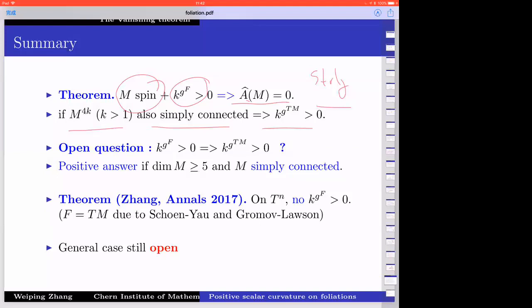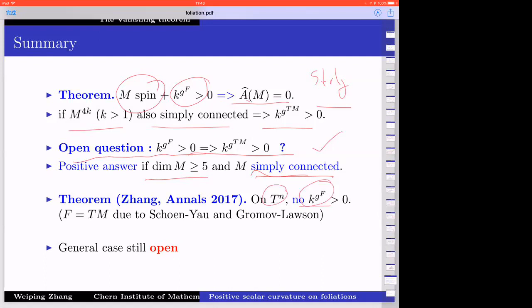So this answers the open question for simply connected manifolds of dimension larger than or equal to 5, because our result also applies to other dimensions that I did not go into in detail. For the non-spin case, it is a famous result of Gromov and Lawson. So for the simply connected case, this question has a natural answer. For the non-simply connected case, the simple case is the torus. So in the same paper, we prove that there is no metric of positive scalar curvature on any integrable subbundle on any torus.